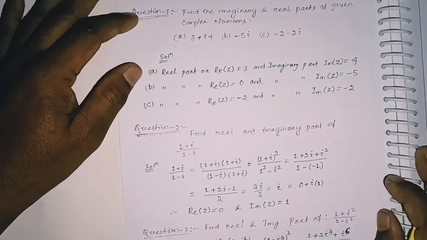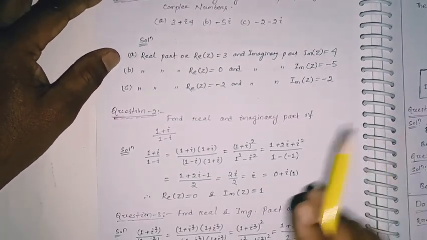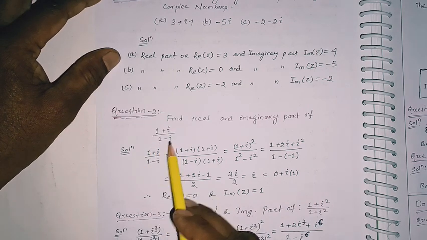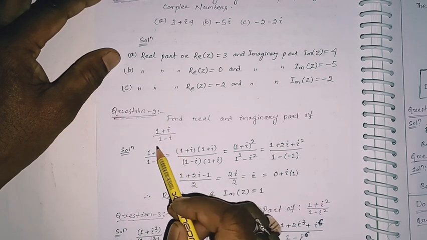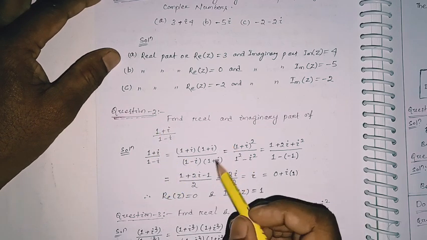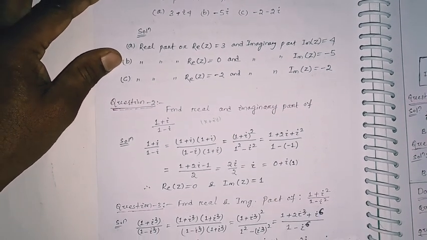Now we are going to go for the next question, that is, find the real and imaginary parts of (1 plus i) by (1 minus i). First we have to modify this given expression in the form of x plus iy. How are we going to do it?